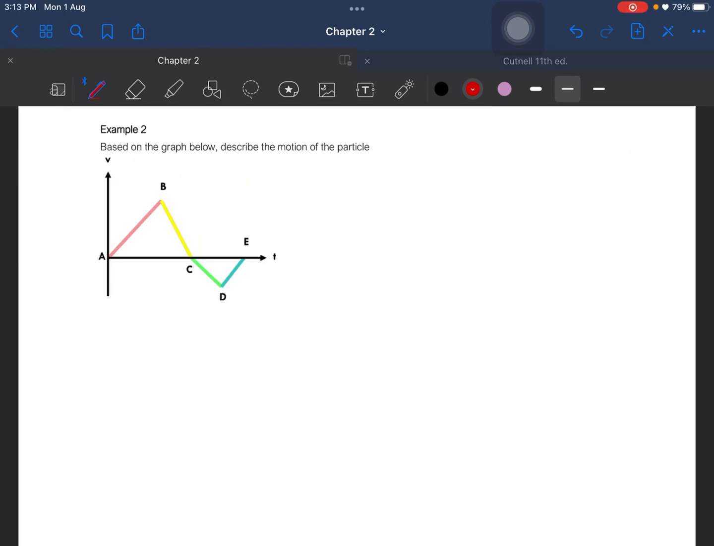Example 2. So based on the graph below, we have to describe the motion of the particle. So firstly, what you need to know is anything going away from 0, anything that is moving away from this 0 is going to be increasing. Okay, so it is increasing. This negative and positive, wait, I need to put one more. So going closer to 0 means it is decreasing in value.